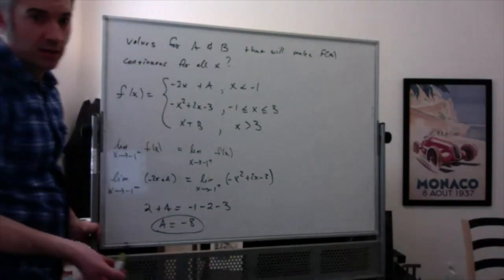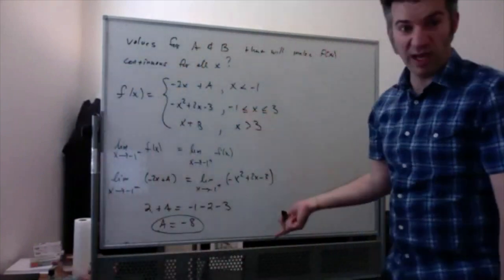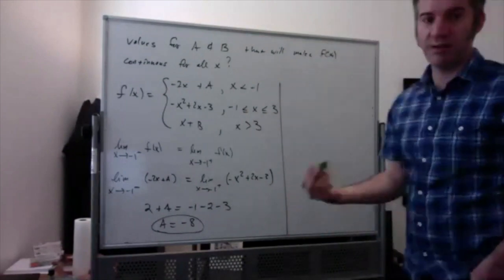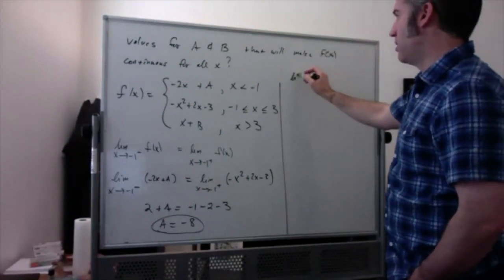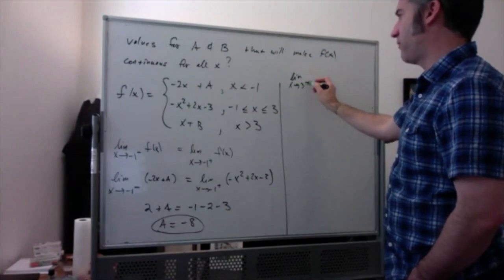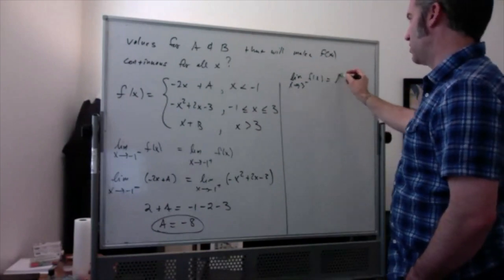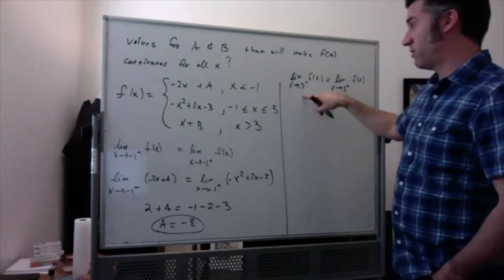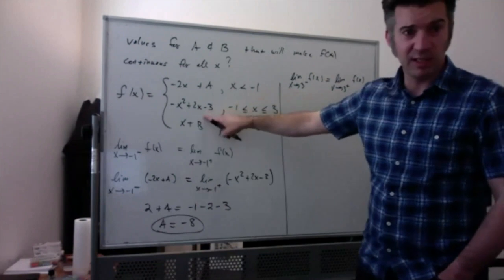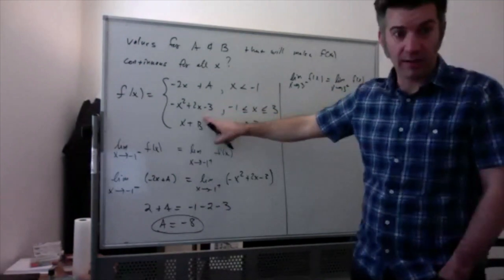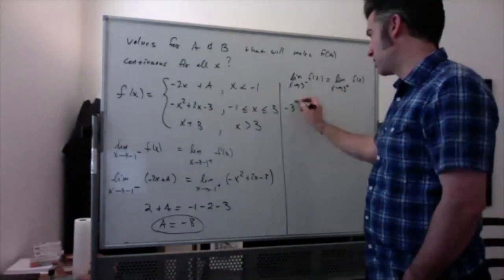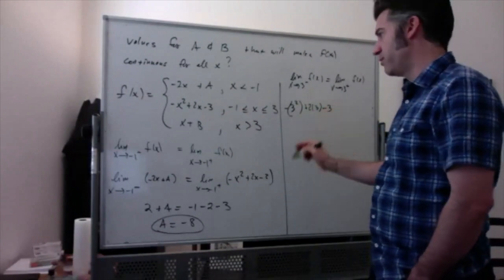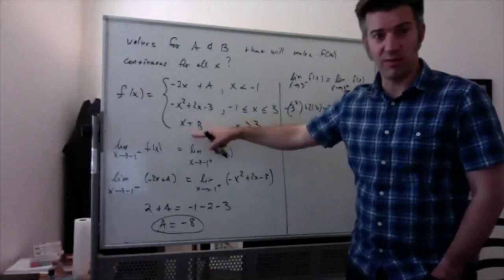Okay. Now we have to do the same thing for 3. So we would say the limit as x goes to 3 from the left of f of x has to equal the limit as x goes to 3 from the right of f of x. As x approaches 3 from the left, we're going to be using this piece of the function, and then we're going to plug in 3 for x. So we're going to get negative 3 squared plus 2 times 3 minus 3. And plugging in 3 from the right, we're going to get 3 plus b.